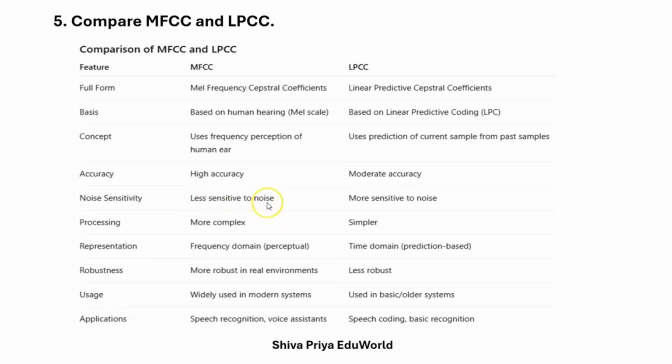MFCC is less sensitive to noise. Here, I have told in the disadvantages that LPCC is more sensitive to noise. MFCC is more complex with high accuracy. LPCC is simpler than MFCC. MFCC represents the frequency domain. LPCC represents the time domain. For robustness, MFCC is more robust in real environments. LPCC is less robust, and MFCC is widely used in modern systems.